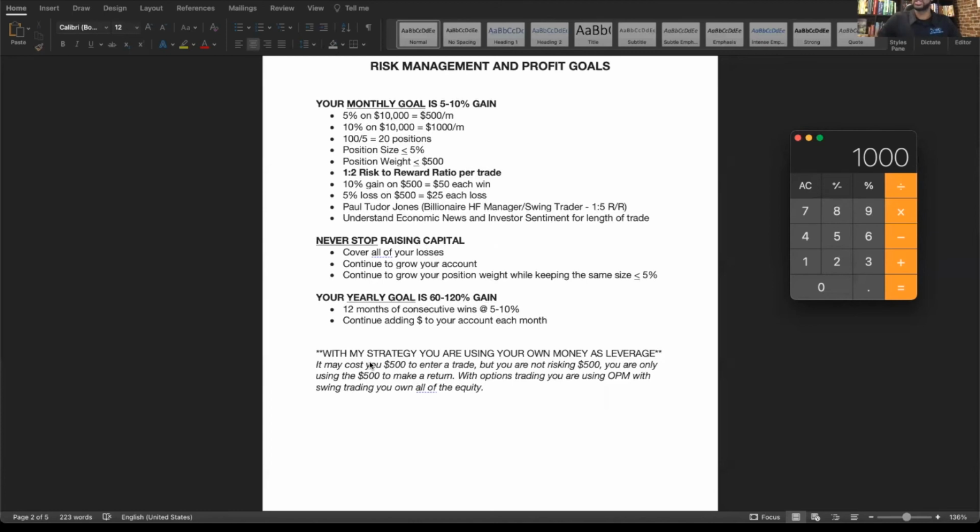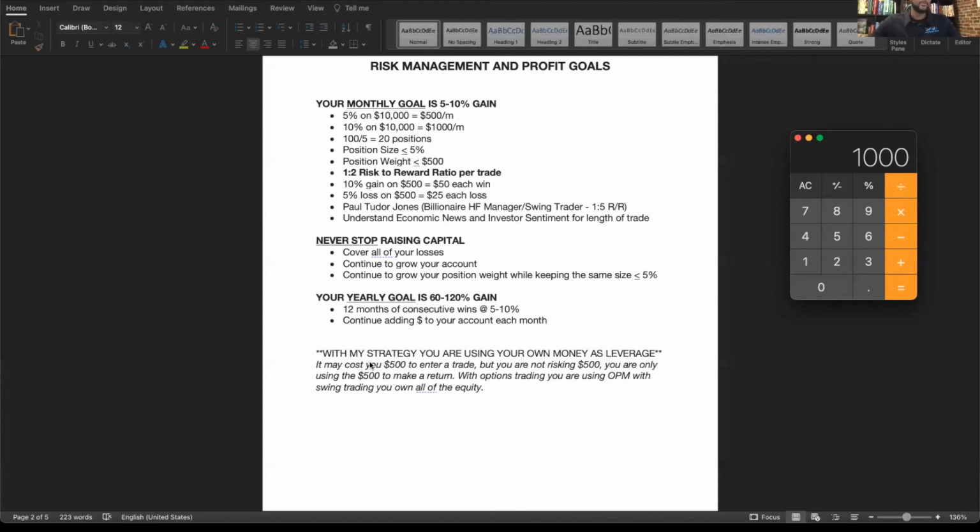Now, a lot of people are going to say, man, it's hedge funds out there that can't get a 20 or 30%. How are you telling people that they're going to get a 60 to 120% gain at the end of the year? Very simple. 12 months of consecutive wins at 5 to 10% each month, that will give you your 60 to 120% gain. Now, obviously, we're going to have bad months, but this is the best case scenario, 60 to 120% gain.